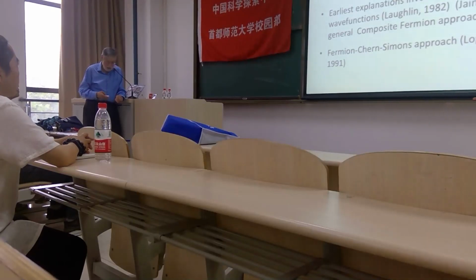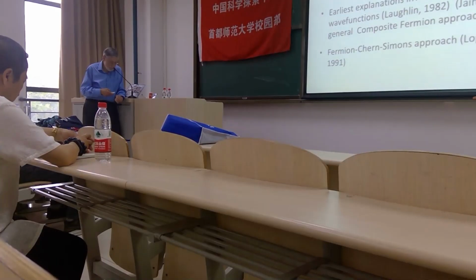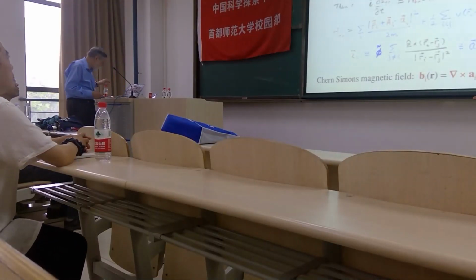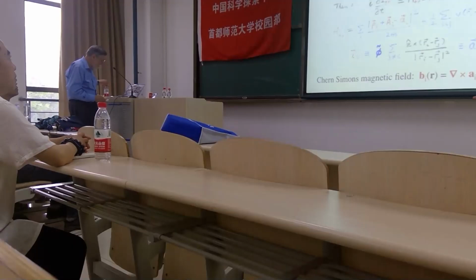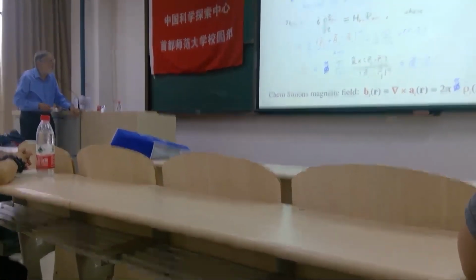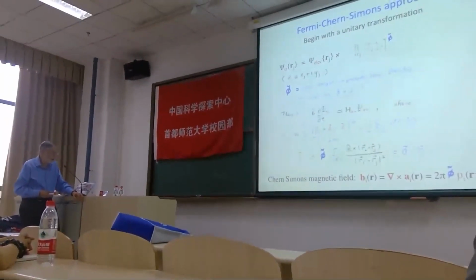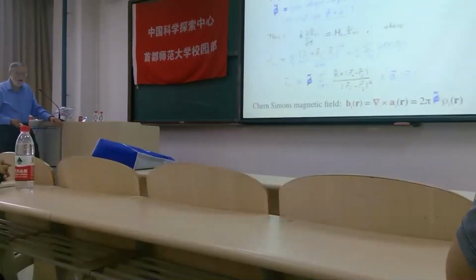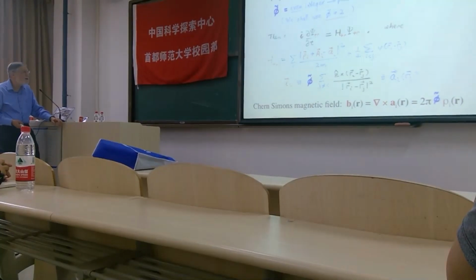It was introduced by these people in 1991. I'm going to try to give the flavor of what's done. So the idea is that we can't solve the problem directly. We're going to try a trick by making a unitary transformation, by multiplying. It's basically a gauge transformation.